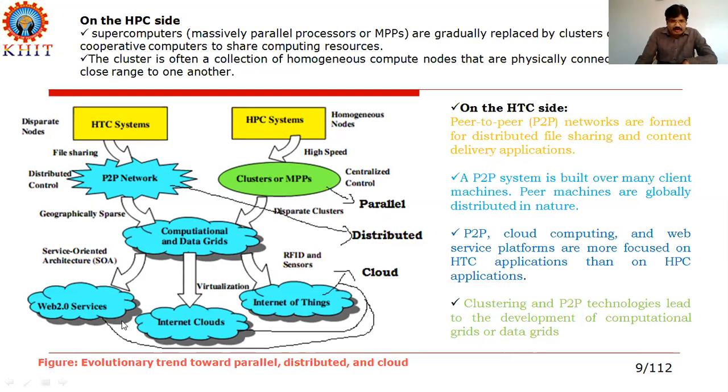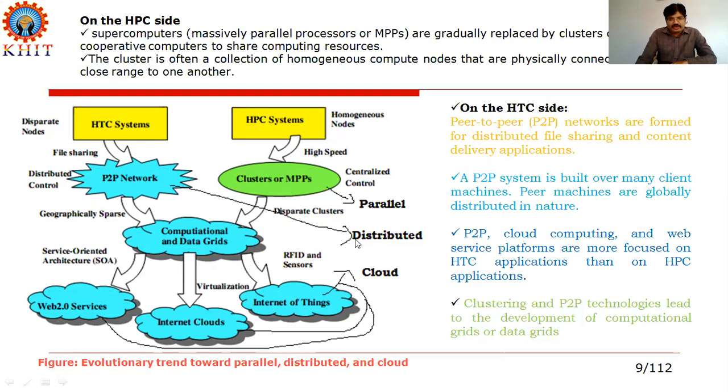The cloud here, if you observe, Web 2.0 service is a cloud, the Internet cloud is also one of the clouds, and IoT is also considered as a cloud. All these cloud computings are well connected to the grid that is known as the computational and data grid. The computational and data grid is well connected to the internet cloud by using the virtualization concept, and the data grids are well connected to the web services, and we can access the services through SOA, which stands for service oriented architecture. The internet of things will be considered as a cloud, and it can access the data from the data grids with the help of RFID and sensors also.